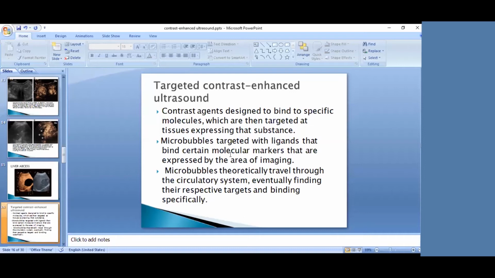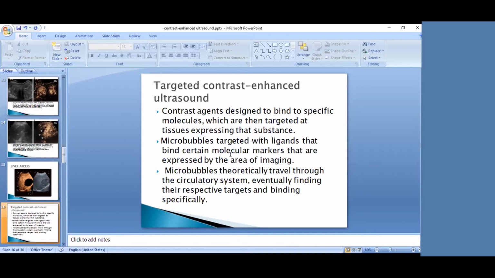Specific markers, okay, that are expressed by that area. Whatever we are searching for, inflammatory, cancer, it will go and attach to that specific area. Microbubbles theoretically travel through the circulatory system, eventually finding their respective target and binding specifically. So it will not stay in the circulation, no, it will travel to reach its specific target. So that is why we call it targeted contrast.